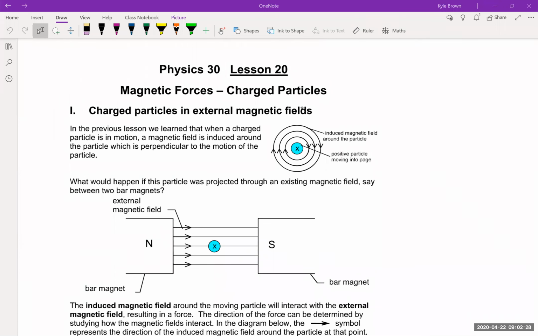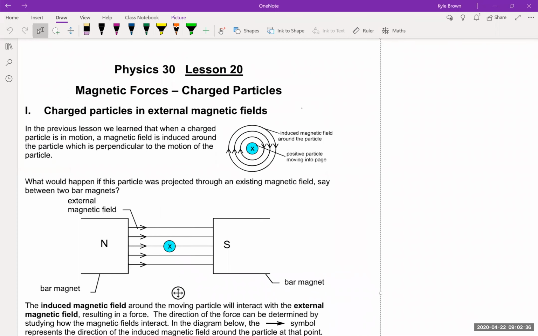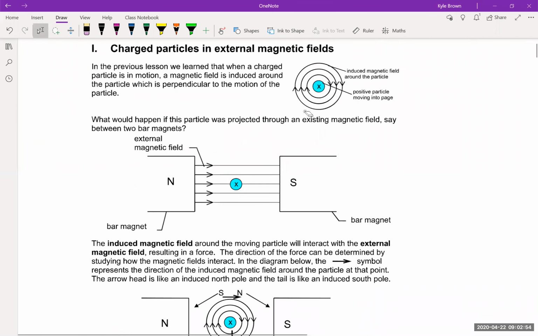This one's going to be on magnetic forces with charged particles. So this is actually similar to last time, right? Last time we had charged particles creating these magnetic fields. Now we're almost doing the flip of this, where we're going to have an already created magnetic field, and we're going to see what effect that has on a particle traveling through it, right? So let's look at what's going on in this picture.